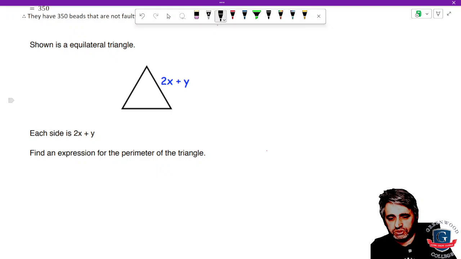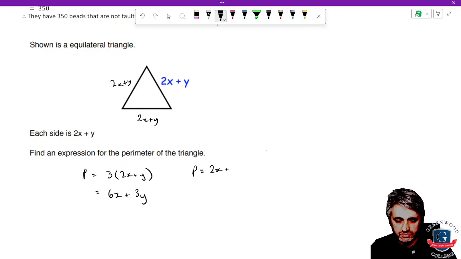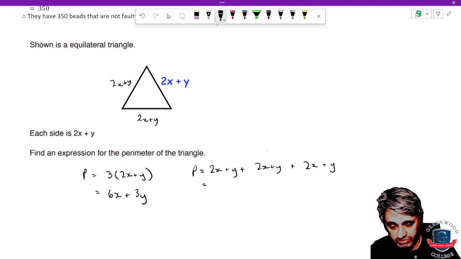So if we have 2x plus y and it's an equilateral triangle, all sides will be the same length. The perimeter will be 3 lots of 2x plus y. Using the distributive law, 3 times 2x is 6x, 3 times y is 3y. We could do this without the distributive law, but we can see why the distributive rule works, because we've obviously got 3 lots of 2x, which is 6x, and we've got 3 lots of y, which is 3y.